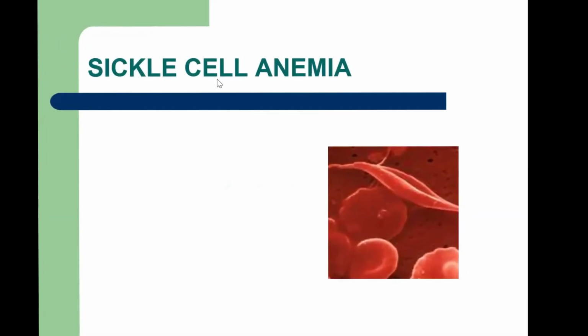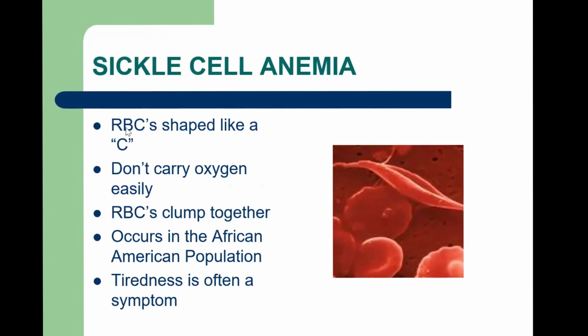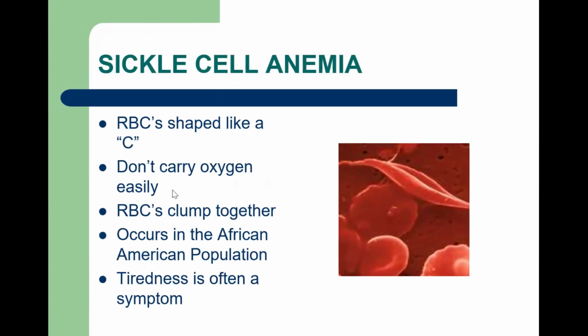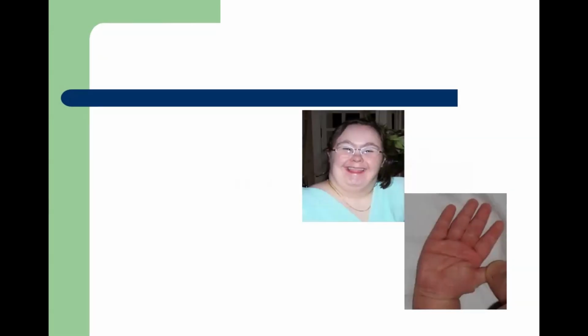Like, for example, sickle cell anemia. In sickle cell anemia, the red blood cells have a shape like a C, so they don't carry enough oxygen. And of course, the red blood cells clump together, and it occurs in the African American population. One of the signs and symptoms of the disease is tiredness. So as I said, sickle cell anemia is another type of disease that affects humans and is actually due to mutation.